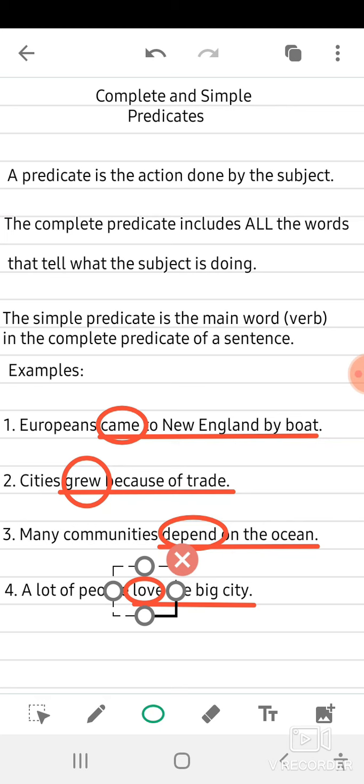All right, love. So guys, that is the way you look for the complete and the simple predicate in the sentence. Remember to ask yourself this question: what did or what does the subject do? Okay, and in that way you will easily identify the complete and the simple predicate.